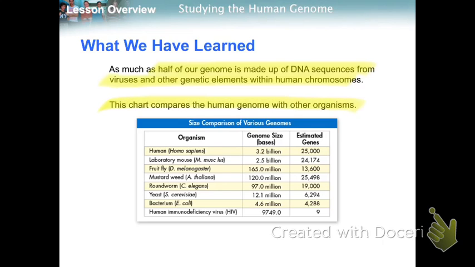This chart compares the human genome with other organisms. So here's our human DNA, 25,000 genes. Lab mouse, arguably much less complex than humans, 900 fewer genes. Fruit fly, about half the genes. Just seems like humans are way more complex than that, if we look at these relative numbers, to be only 21,000-ish genes more to produce a human than a single cell bacterium.